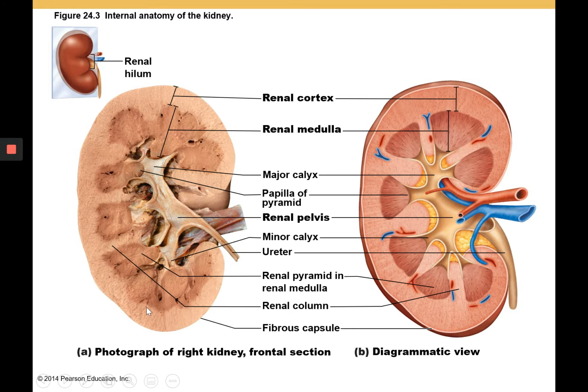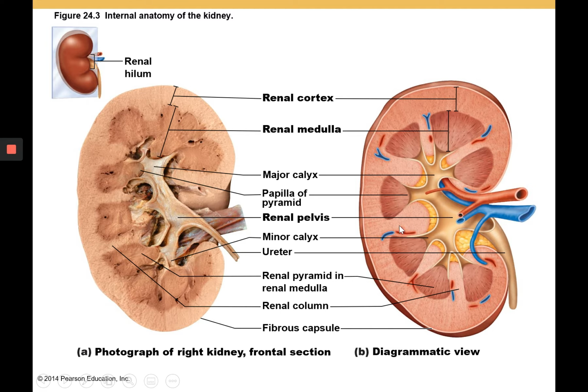So this light pink here, that's going to be the cortex of the kidney. Then you have a middle layer, or the medulla. The medulla contains medullary pyramids as well as renal columns, which are these pieces in between each pyramid.